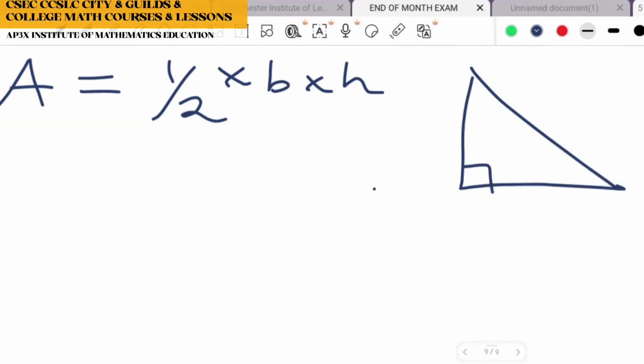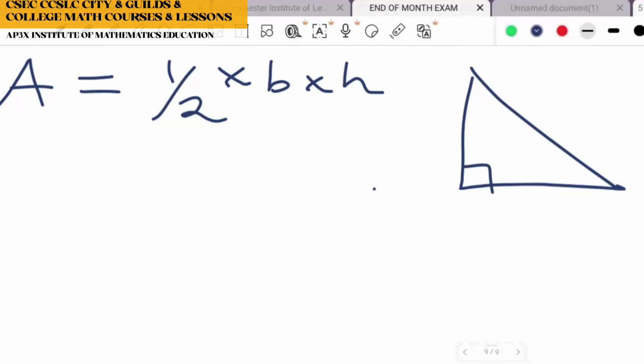That formula cannot be used to find the area of a scalene. It cannot be used to find the area of an equilateral triangle. And it cannot be used to find the area of, I said, scalene, equilateral, or isosceles, because it's not all the time you're going to get a triangle that has a base and a height.